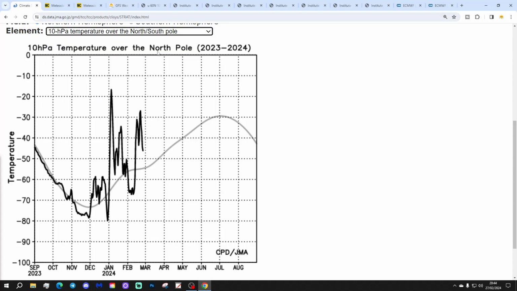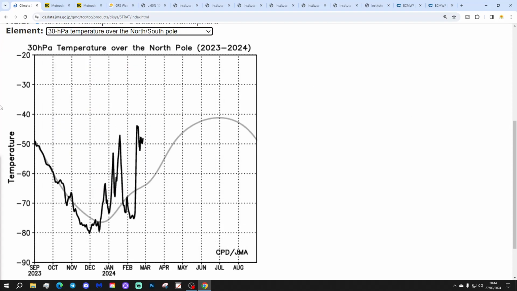If we go a little bit lower down to 30 HPA, you can see warming is being sustained at that level. We're hovering close around minus 50 and have been doing so for a few days. We did pop up to about minus 45 about a week or so ago. As I say, hovering around minus 50. We're way above average as well. Should be around minus 65, something like that. So both levels we are above average with the temperature in the stratosphere.